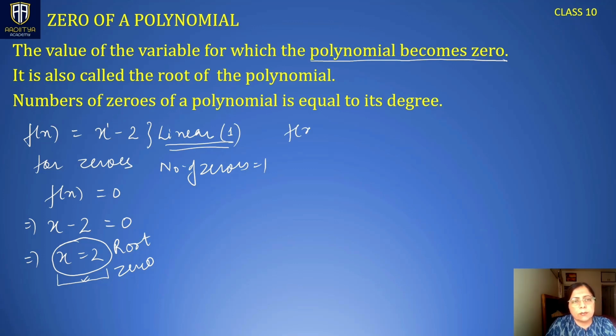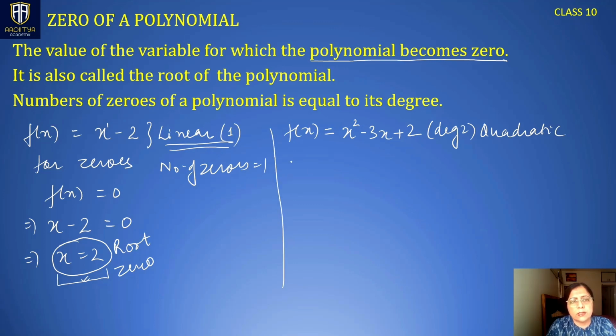Now let us take an example of another polynomial like x square minus 3x plus 2. Right? This is a quadratic polynomial, degree 2, which is called quadratic polynomial. So here to find zeros, for zeros, f(x) has to be equated to 0. So x square minus 3x plus 2 is equal to 0.